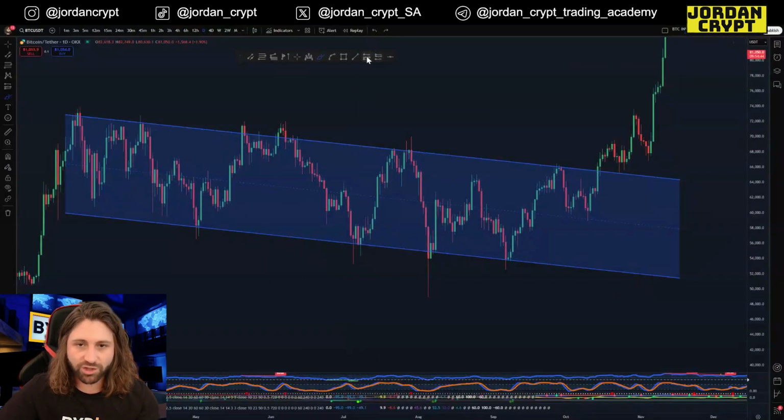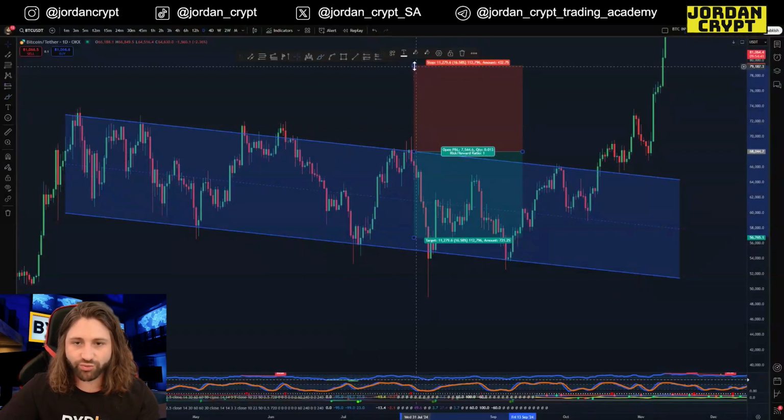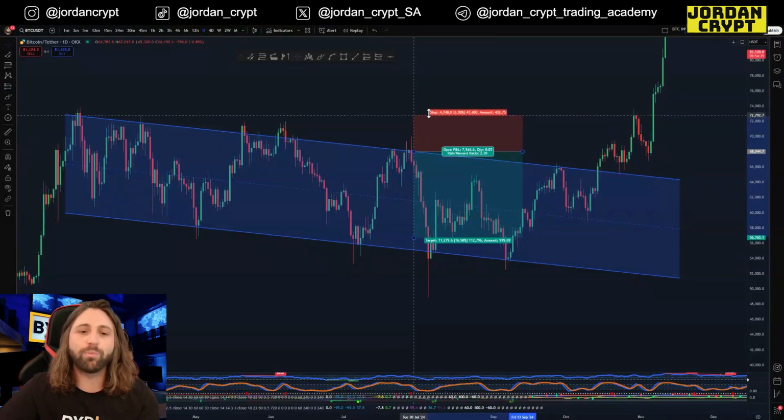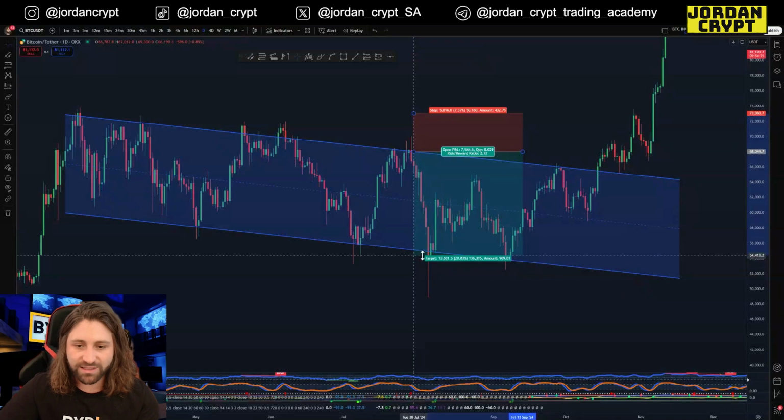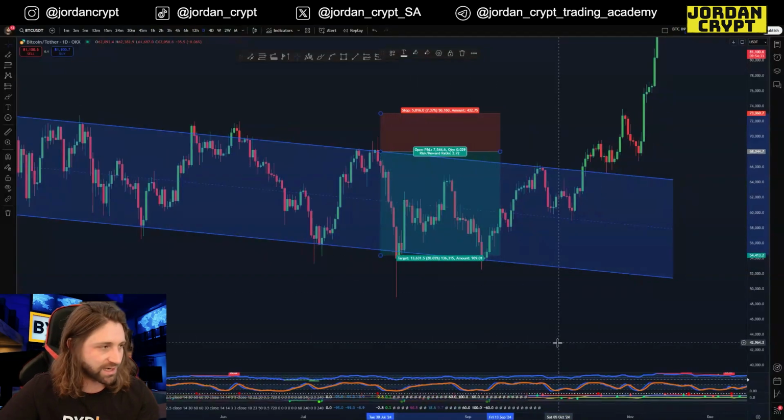Same thing with the short. You always make sure that you draw it in. You put your stop above the previous swing highs, and you make sure that you have a decent risk to reward ratio down to the bottom.